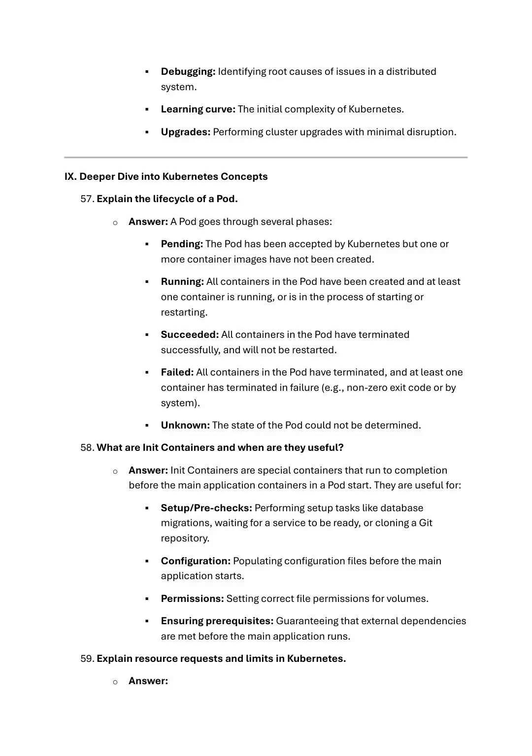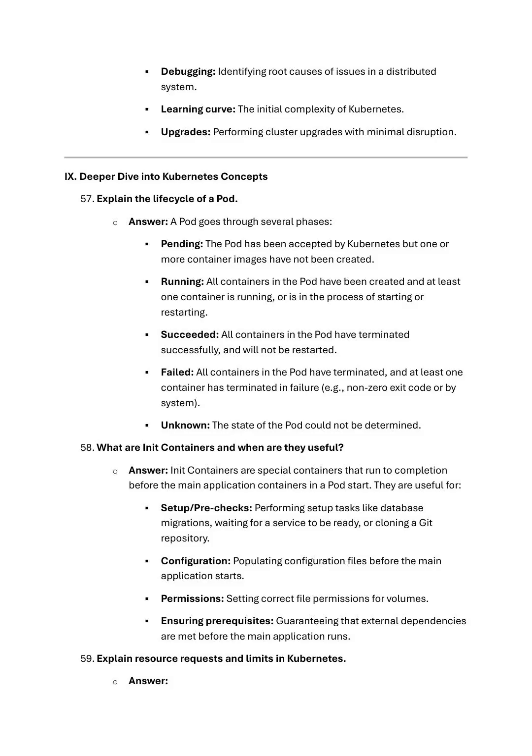9. Deeper dive into Kubernetes concepts. 57. Explain the life cycle of a pod. Answer. A pod goes through several phases. Pending. The pod has been accepted by Kubernetes, but one or more container images have not been created. Running. All containers in the pod have been created, and at least one container is running, or is in the process of starting or restarting.